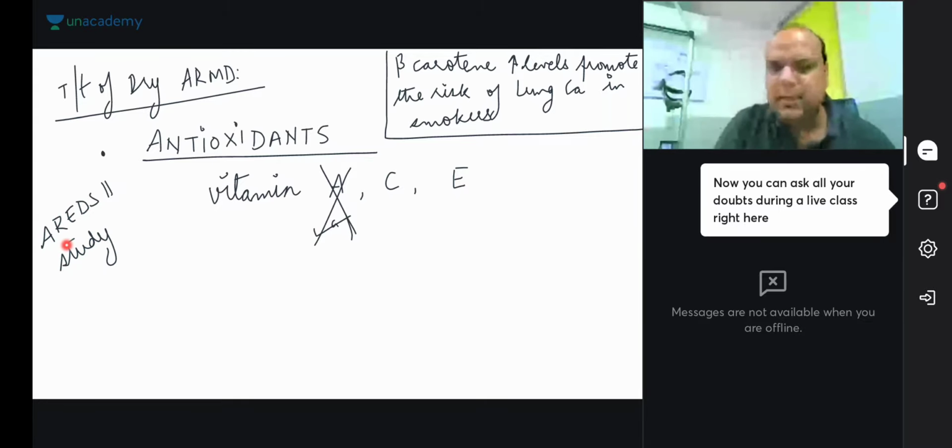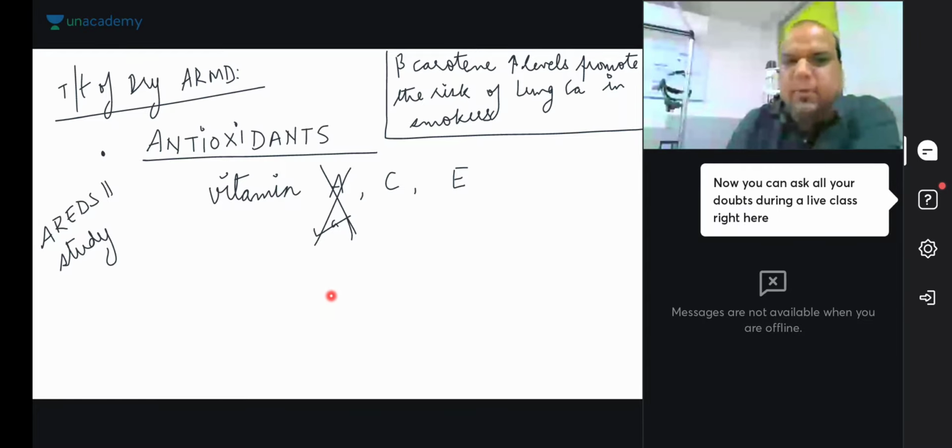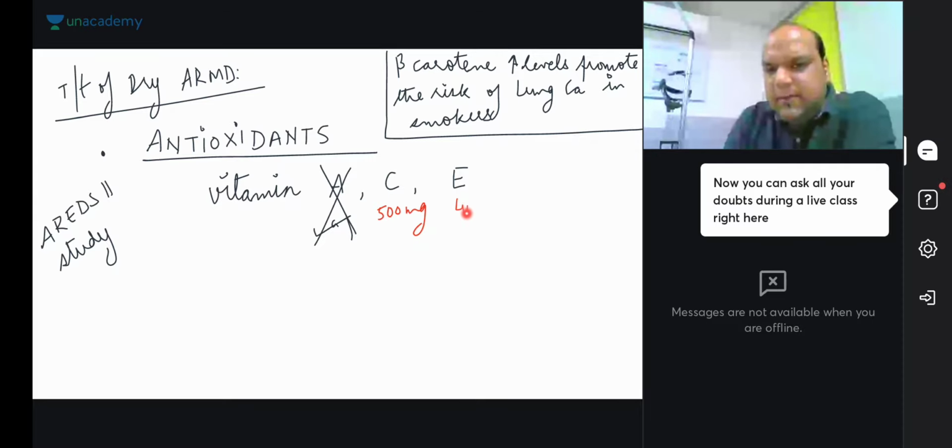Okay, AREDS2 study. So we are giving vitamin C. We are giving vitamin E. Please do remember, but we don't give vitamin A. Vitamin C is given at 500 milligrams. All these doses are fixed by this AREDS2 study, and we give 400 international units of vitamin E. Plus we give zinc and copper.